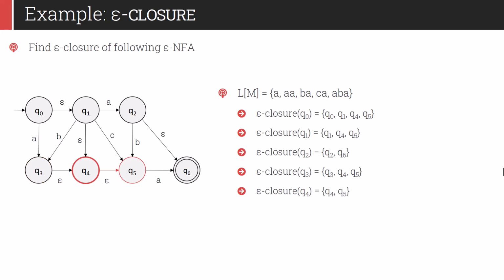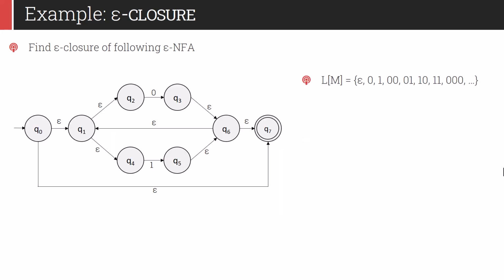Epsilon closure of Q4 would be Q4 as well as Q5, and that of Q5 would be Q5 only, and Q6 will be Q6 only. So again I repeat, every state is by default in the epsilon closure of itself, and we only have to add the remaining states which are reachable from the state by reading epsilon. Let us consider another example, and we have to find out epsilon closure of all these states.